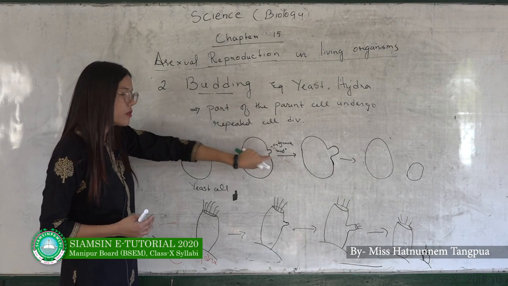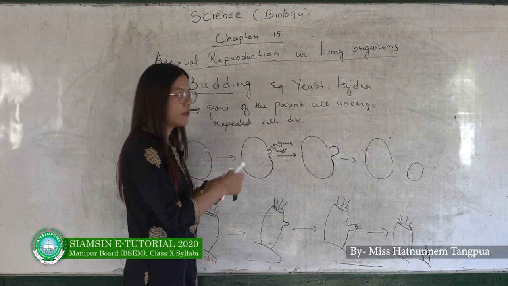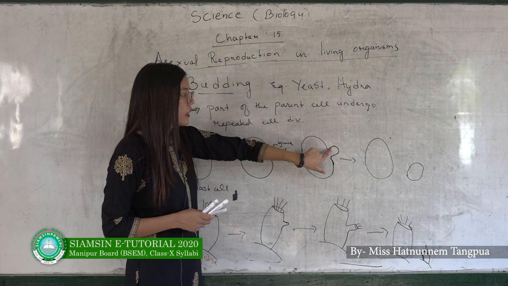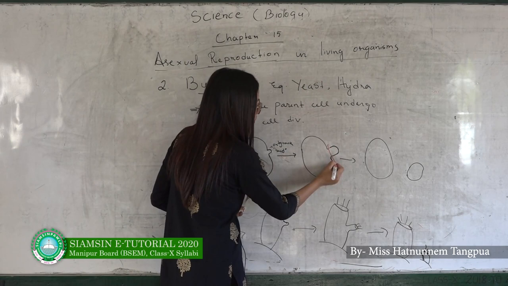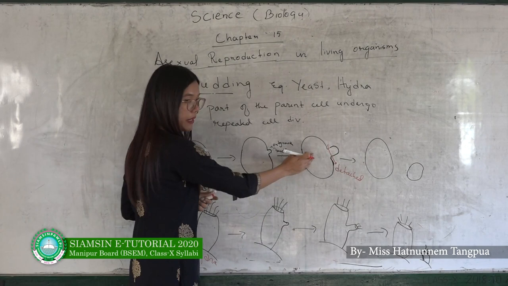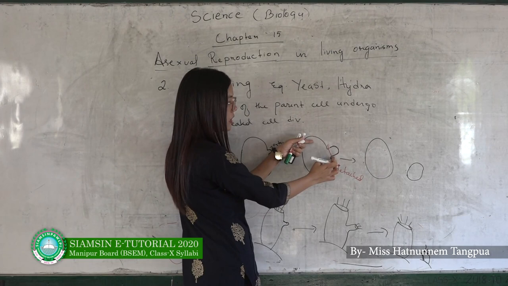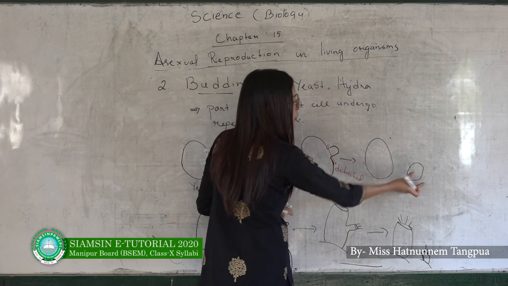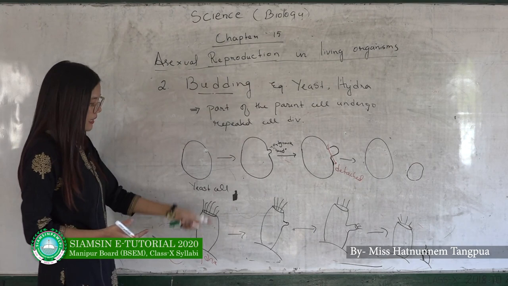We call it a bud. After some time, the bud will become matured and it will get detached from the parent cell. This is the parent cell, and this outgrowth will get detached once matured and will grow into a new individual. This is an example of budding. Another example of budding is hydra, here.